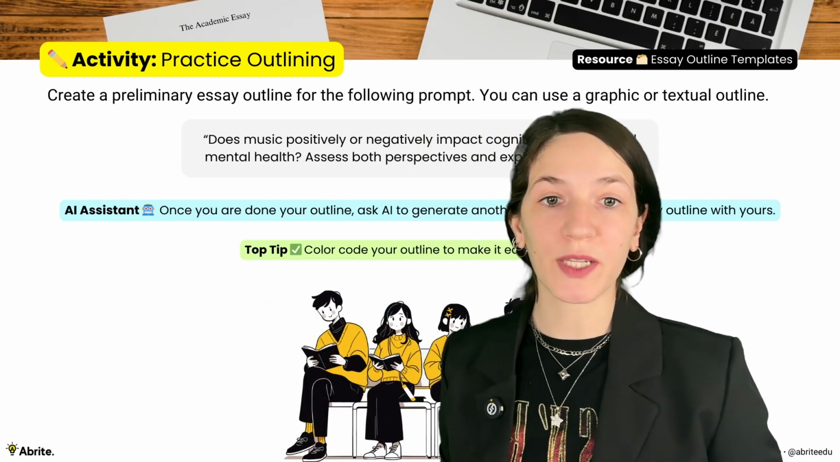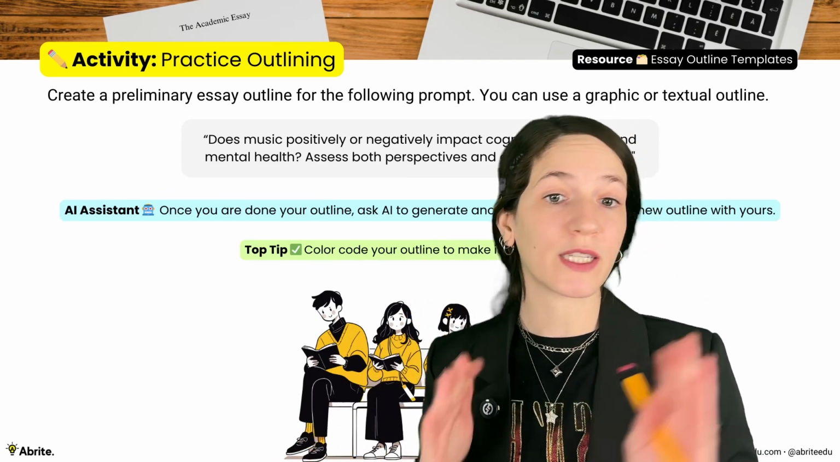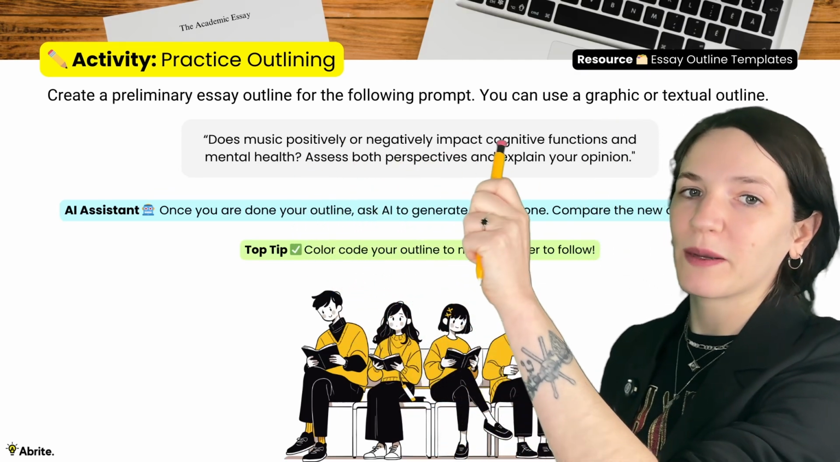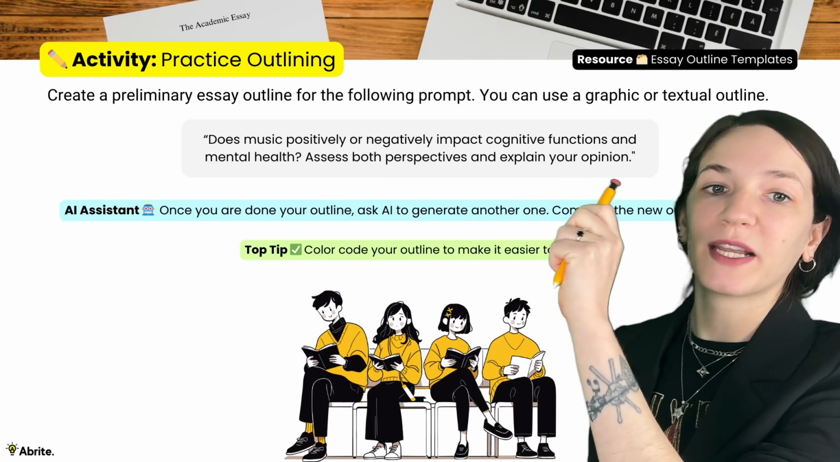I'm going to read a prompt and then we can create a preliminary outline for that prompt. It can be graphic, textual, doesn't matter. Let's read the prompt. Does music positively or negatively impact cognitive functions and mental health? Assess both perspectives and explain your opinion.